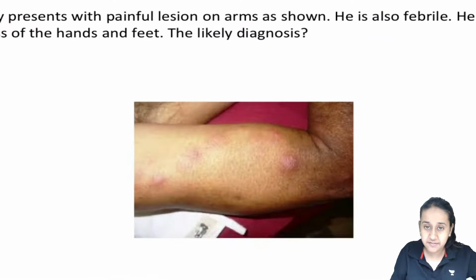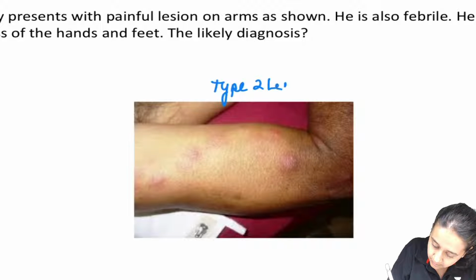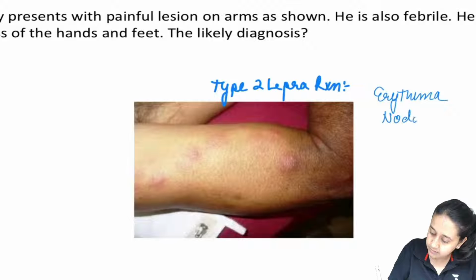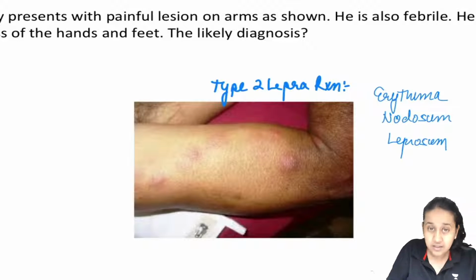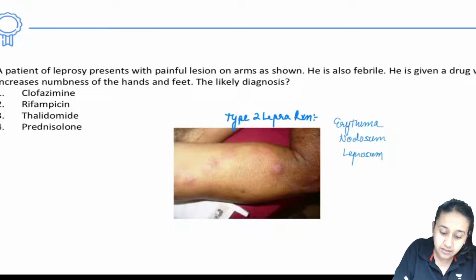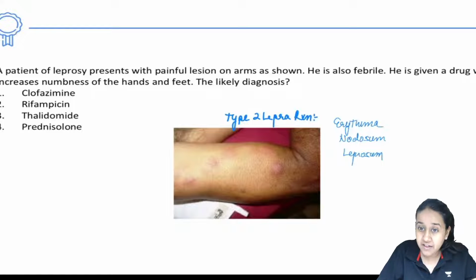Please remember this is a patient with a very classical type 2 lepra reaction, which is known as erythema nodosum leprosum. The most effective drug which you use for these individuals is thalidomide, and please remember one of the very frequent side effects of thalidomide is that it causes peripheral numbness.